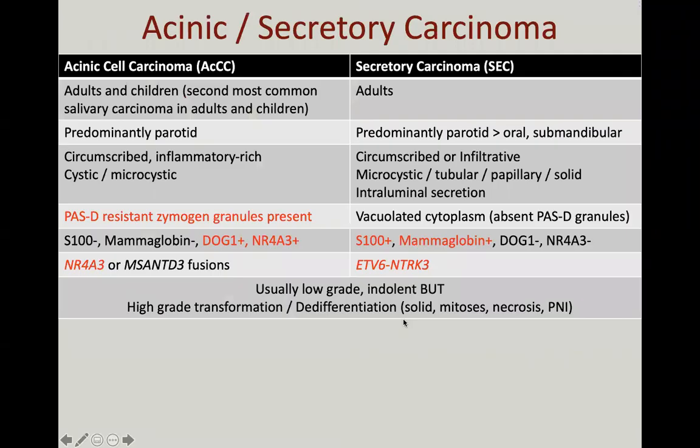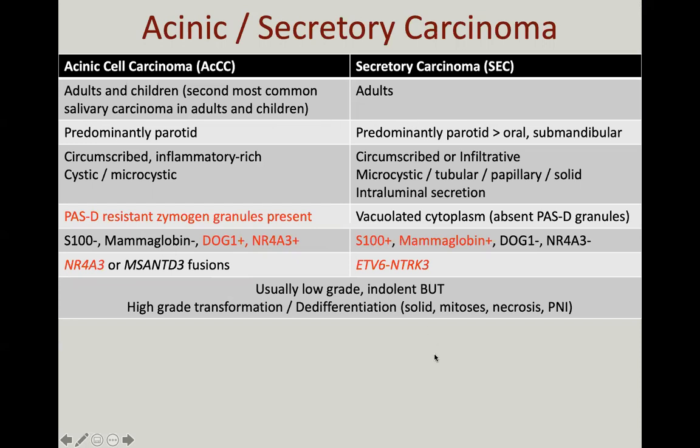So in summary, we've talked about acinic and secretory, which tend to be most similar on the differential diagnosis, but essentially have an opposite immunoprofile, being S100 and mammaglobin negative, DOG1 and NR4A3 positive in acinic, and the converse in secretory. Remember, secretory carcinoma used to be considered a microcystic variant of acinic cell.